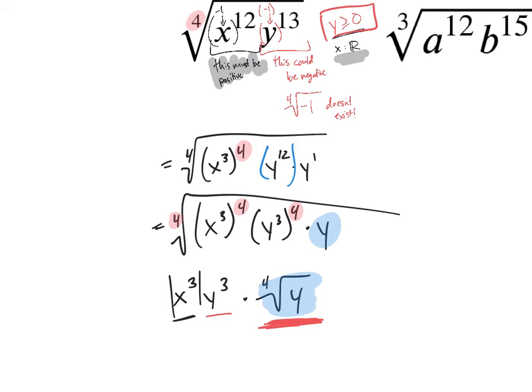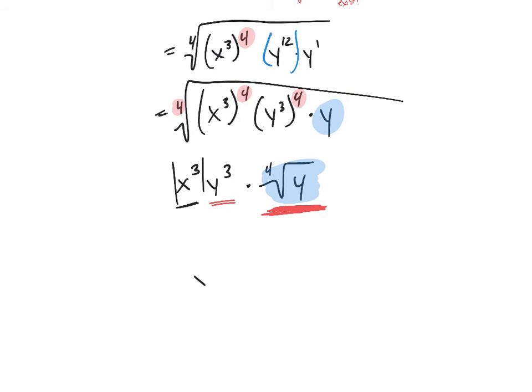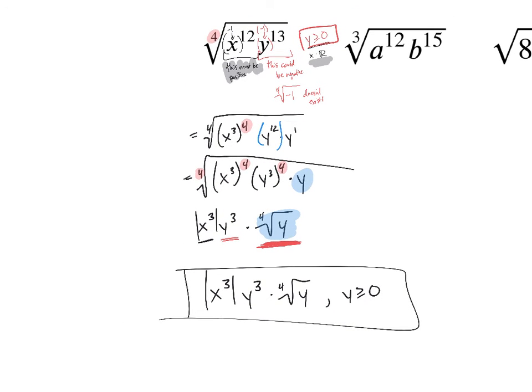So you don't have to worry about putting an absolute value around the y to the 3rd here. Our final answer is x to the 3rd with an absolute value around it, y to the 3rd, you don't need absolute value there, and then times the 4th root of y. We do have to write y is greater than or equal to 0 here. Otherwise, we don't have a correct answer because we have to say those are the values you can put in for y. We don't have to write anything about x because x can be anything.